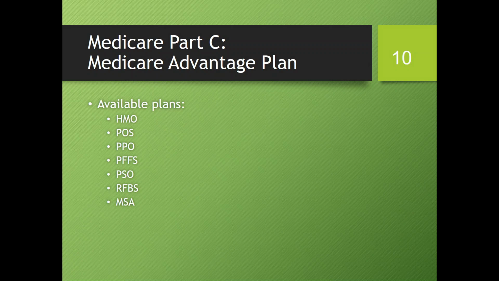Then we have Medicare Part C, which is a Medicare Advantage plan, and the following are options for the available plans: HMOs, POS, PPO, PFFS, PSO, RFBS, and MSA. All of these abbreviations are on the previous slideshow for your key terms and abbreviations. These are health maintenance organizations, point of service plan, preferred provider organization, private fee for service plan, provider sponsored organization, religious fraternal benefit society, and medical savings account.